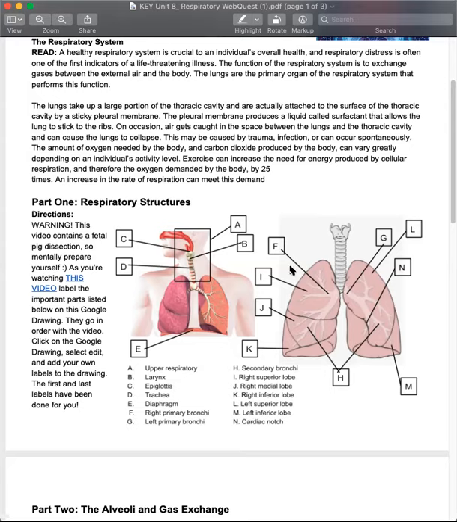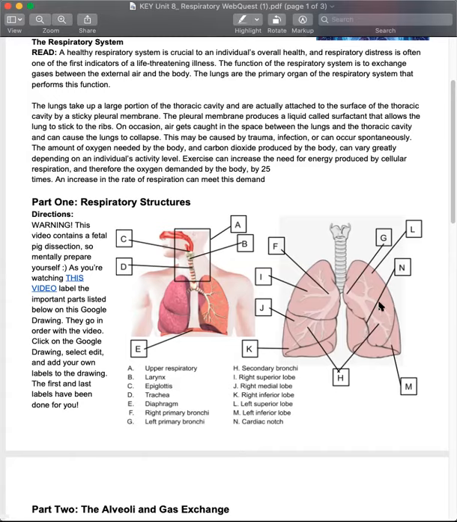I, over here, is the right superior lobe. J is the right medial lobe. K is the right inferior lobe. So there are 3 lobes on the right side of a human lung. L is the left superior lobe. M is the left inferior lobe, so there are only 2 on the left-hand side. And N, this little spot on the left, is the cardiac notch.